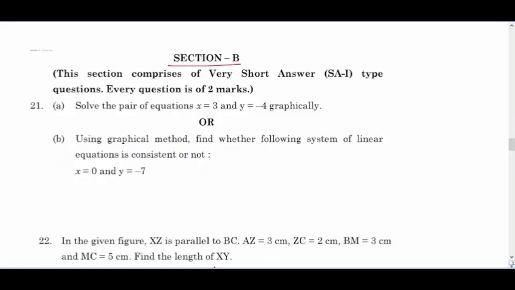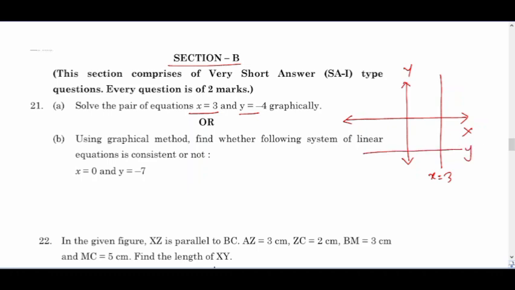Next, section B. First question: solve the pair of equations x equal to 3, y equal to -4 graphically. Now we just need to draw the coordinate axes, x-axis and y-axis. This is the line x equal to 3, and this is the line y equal to -4. Solving means the point will be (3, -4). We just make a diagram, that's all, using the graphical method.